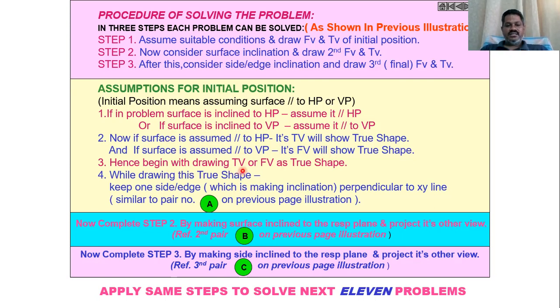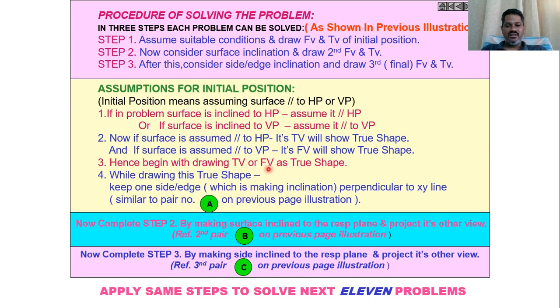Hence, begin with drawing the top view or front view. That means we have to start our drawing in the first step by drawing the true shape of the figure. If the surface given in the problem is inclined to HP, draw the true shape of the defined surface, the top view, because the top view is the true shape. If the defined surface is parallel to VP, the front view will be the true shape.